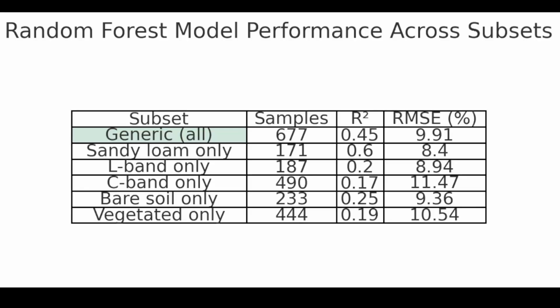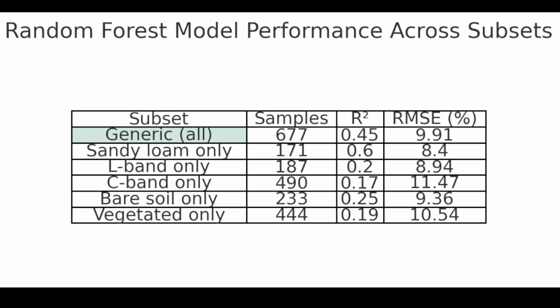So what I wanted to do is that I wanted to go one step further, not just compare the generic random forest model with the texture specific models, but also see what happens if we split the data by SAR frequency band, L band versus C band, or by land cover, bare soil versus vegetation soil. So each of these subsets I trained a separate random forest model. The table here shows the R square and RMSE for each of these models, along with the number of samples that we had.